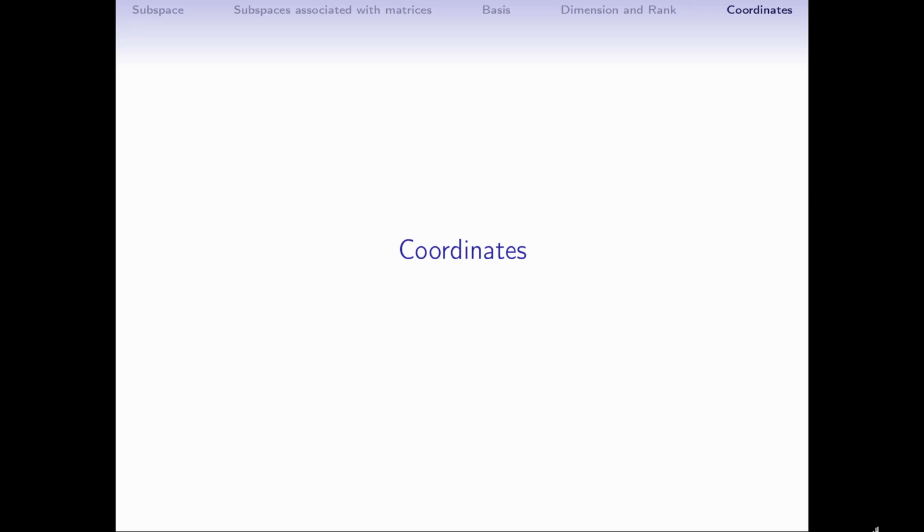Our next topic is coordinates. Up till now, we've been specifying a vector in n-dimensional space through its components, which we can think of as specifying the vector relative to the standard unit vectors, a standard basis for n-dimensional space. In many contexts, we'll be working within a subspace of n-dimensional space, and within that subspace, we'll have some basis. And it seems natural, therefore, to specify that vector relative to the basis of that subspace.